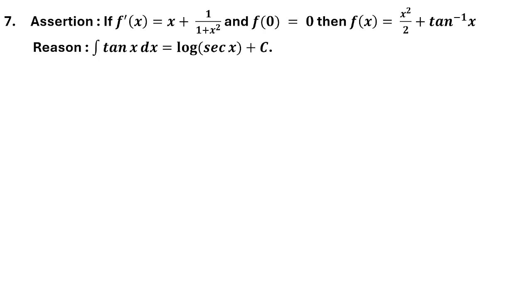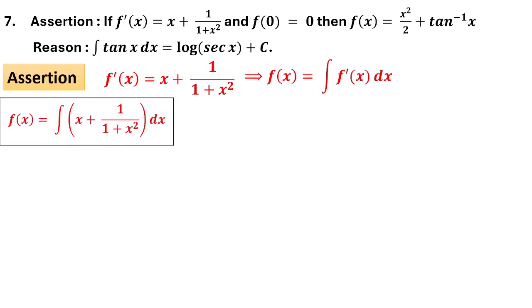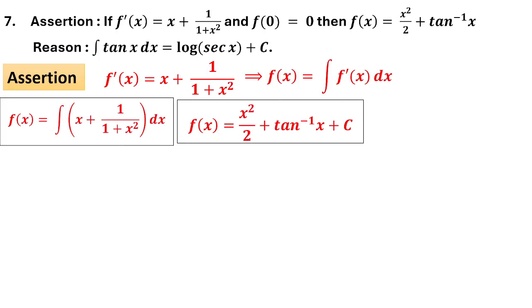Assertion is f dash of x is equal to (x plus 1) by (1 plus x square), and f of 0 is equal to 0. Then we have to find out whether f of x is correct. And reason is given as one integration formula. Let us check. Assertion is we are finding f dash of x. What is f of x now? Integration. Therefore, we will integrate. Normal integration: x square by 2 plus tan inverse x plus c.